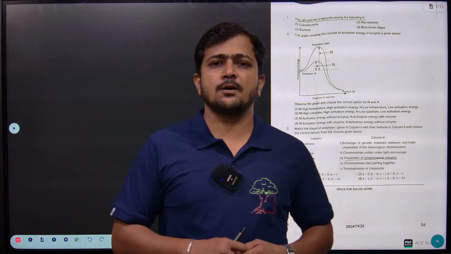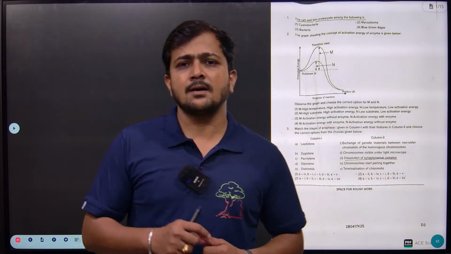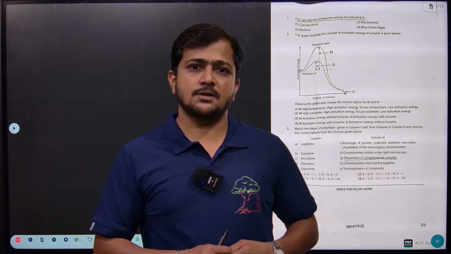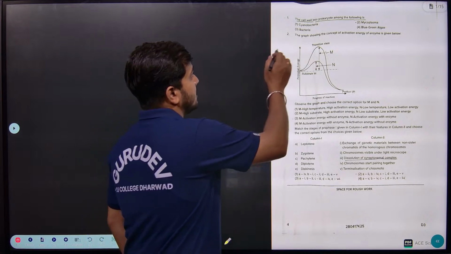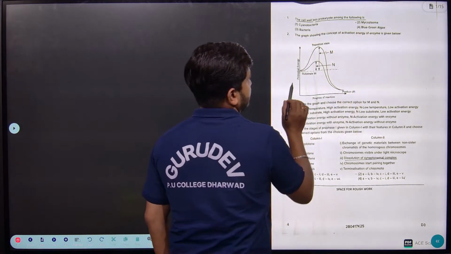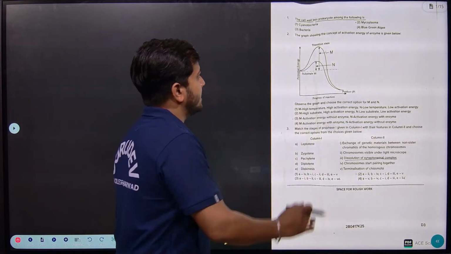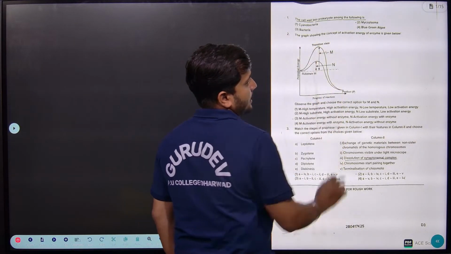So today we are going to solve the KCET question paper 2025, which is related to the biology subject, right? So as the first question, if you see, which among the following is a cell wall-less prokaryote? They have given the options: cyanobacteria, mycoplasma, bacteria, blue-green algae, right?